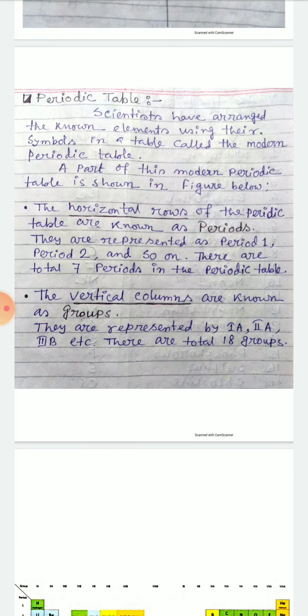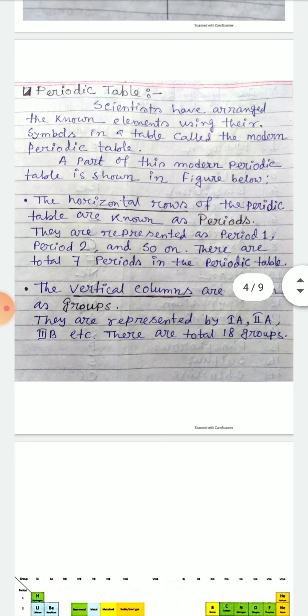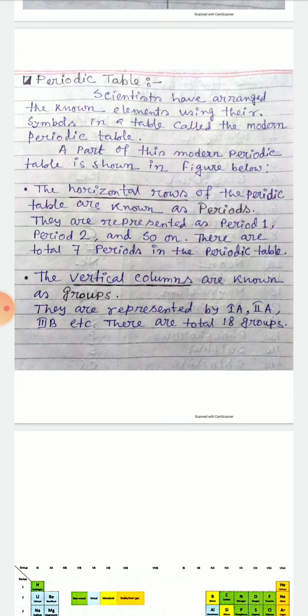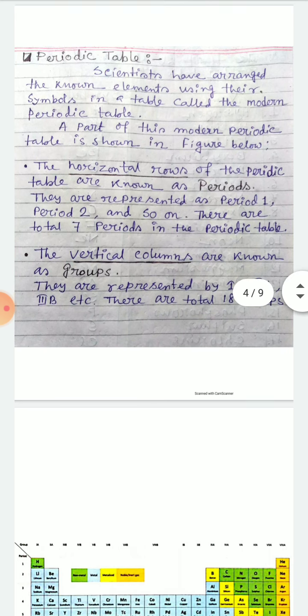Scientists have arranged the known elements using their symbols in a table called the modern periodic table. A part of this modern periodic table is shown below. The horizontal rows of the periodic table are known as periods, and they are represented as period 1, period 2, and so on. There are a total of 7 periods in the periodic table.